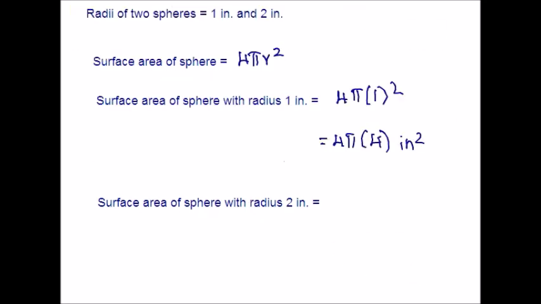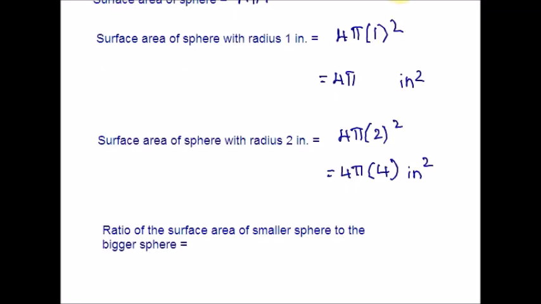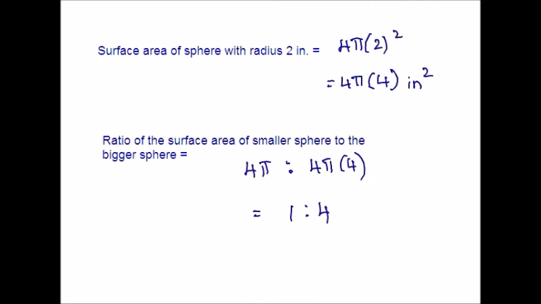Same way, let's find the surface area of a sphere with radius 2 inches. I'm going to replace r by 2. For the previous one it is just 1, so 4 pi. So this is the surface area of a sphere with radius 2 inches. So let's find the ratio of the surface area of the smaller sphere to the bigger sphere. Simplification, I'm going to reduce this by 4 pi. Therefore, the ratio is 1:4.